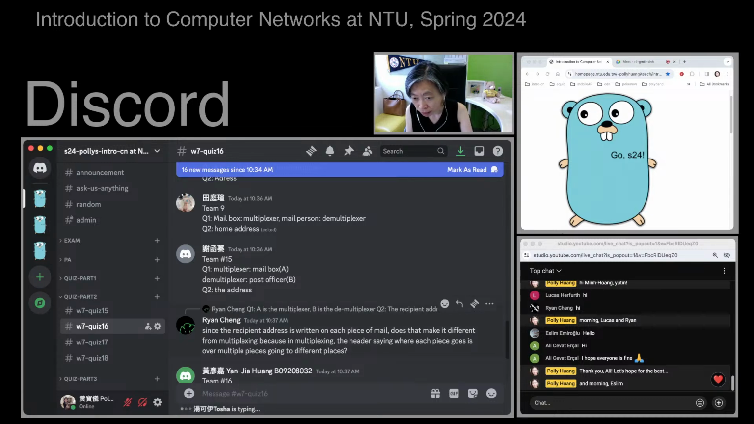Ryan was trying to ask something. Since the recipient address is written on each piece of mail, does that make it different for multiplexing? Because in multiplexing, the header says where each piece goes, over multiple pieces to different places.